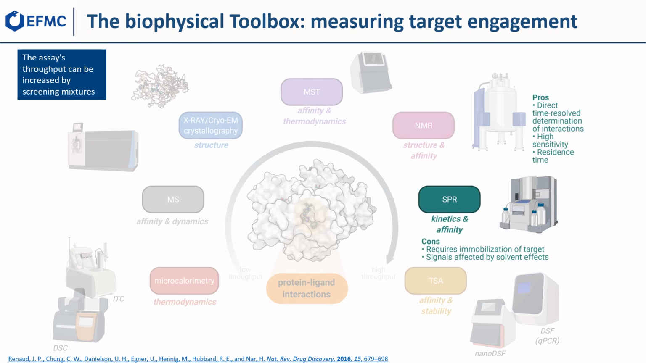Surface plasmon resonance, or SPR, is a spectroscopic technique that monitors changes in refractive index at the interface of a liquid sample and a surface with an immobilized sensor molecule, typically the target protein. The signal is shifted as a result of analyte binding or induced conformational changes.